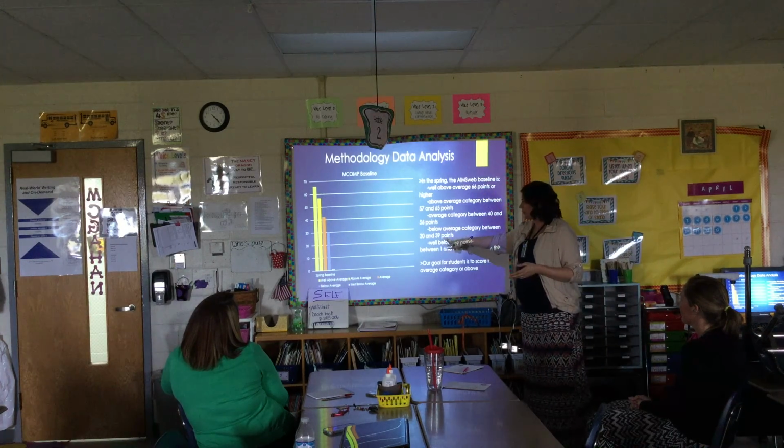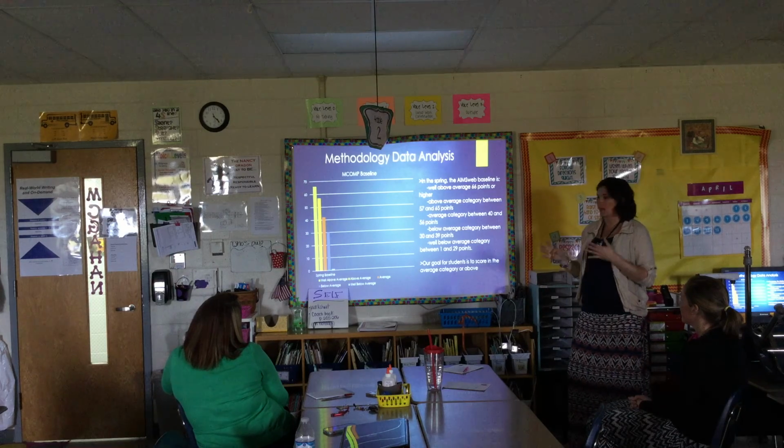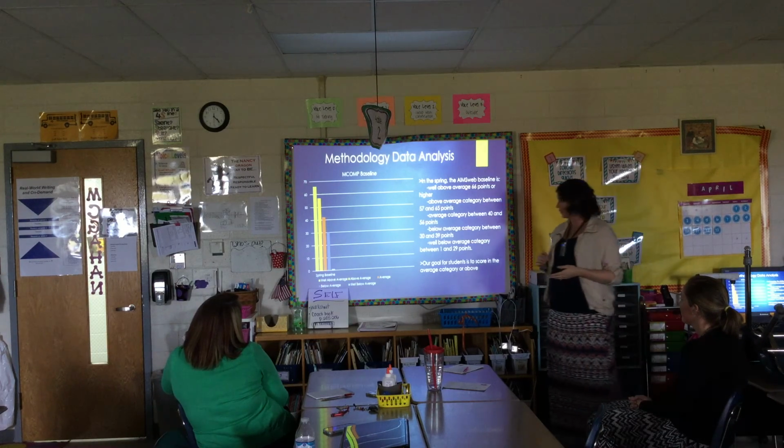The average category, which most of our 4th grade students typically score in, is 30 to 39 points. And then well below average would be 1 to 29 points. That would be they are not on a 4th grade level.